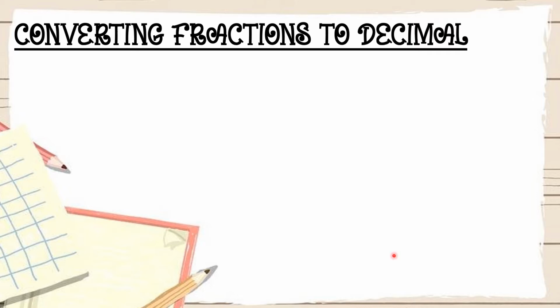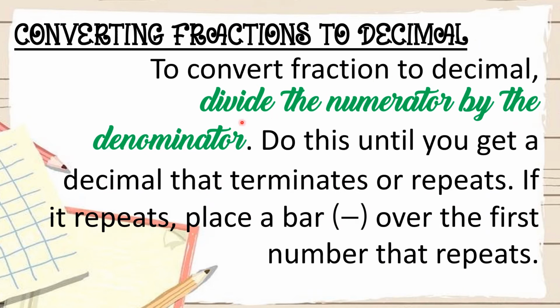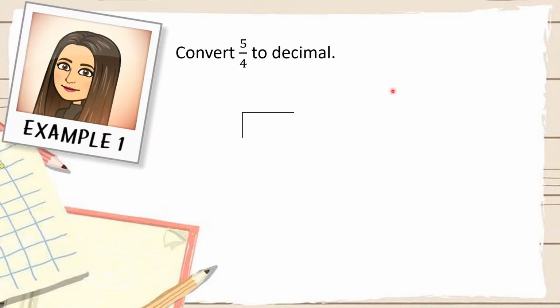Now, let us see how we convert fraction to decimal. So we simply divide the numerator by the denominator. And we will do this until we get a decimal that either terminates or repeats. Okay, so if we have here a decimal that repeats, we will place a bar over the first number that repeats. So let's have the following example. For example number 1, let us convert 5 over 4 into decimal.